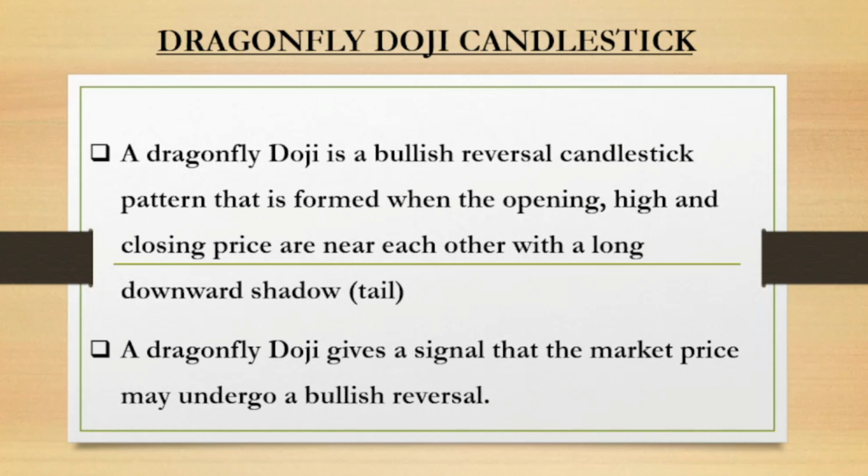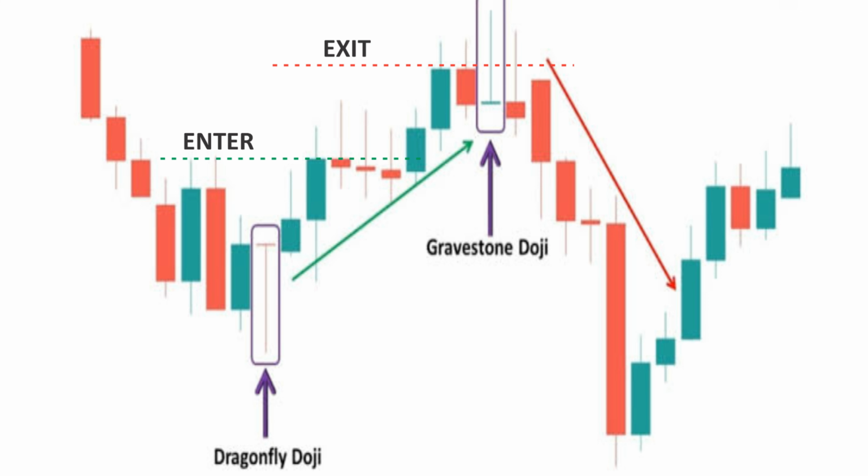Dragonfly is a bullish reversal candlestick pattern that is formed when the opening, the day high, and the closing price are at the same level with a long tail pointing downward. And whenever I see a dragonfly, what should I be expecting? A dragonfly gives you a signal that the market price or the market trend may undergo a bullish reversal. So when you see a dragonfly doji in the market, it is giving you a signal that this market that has been on a downward move is about to take a bullish reversal. You must confirm it with 1 or 2 candlesticks. Then after the confirmation, you can enter a trade and maximize your profit.